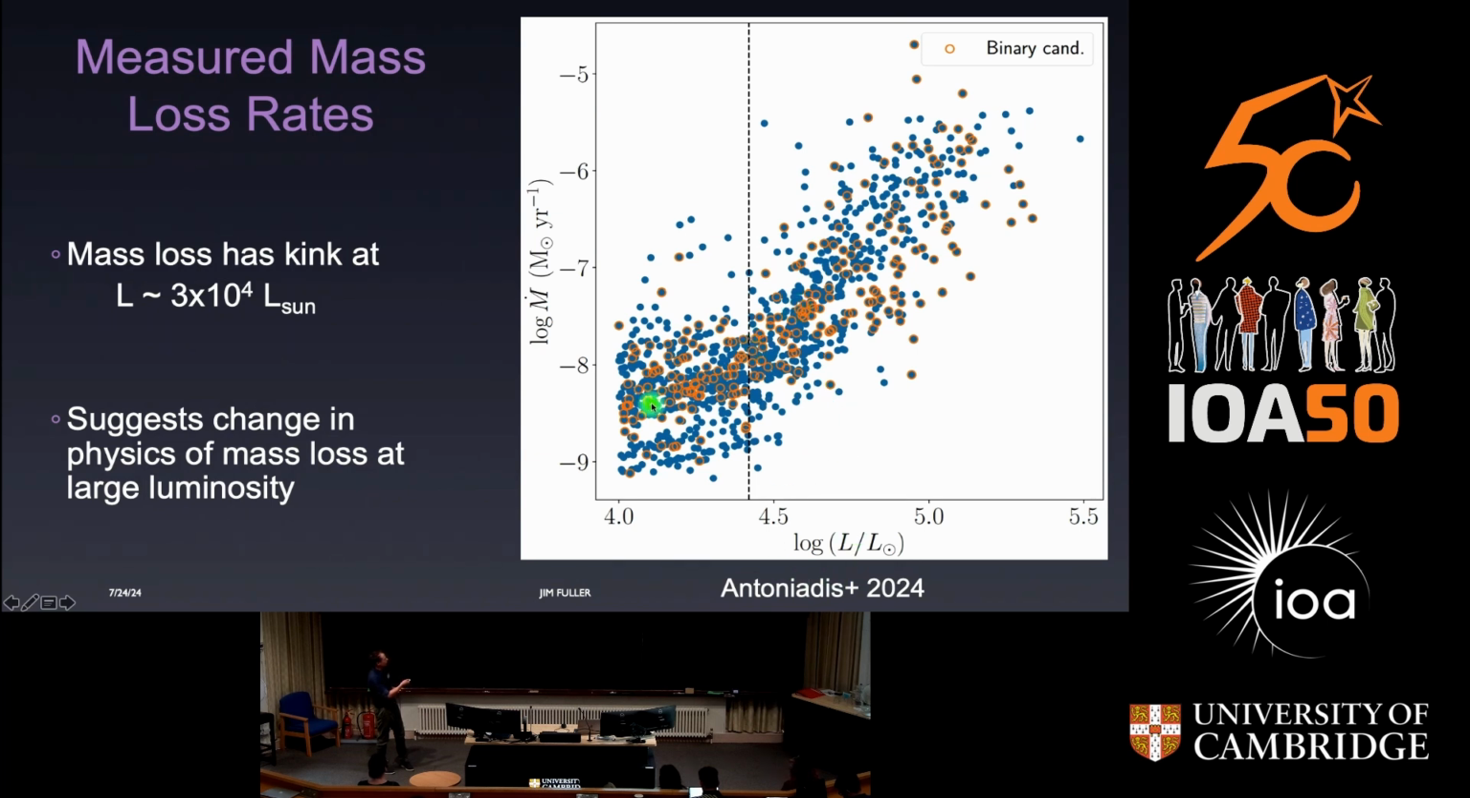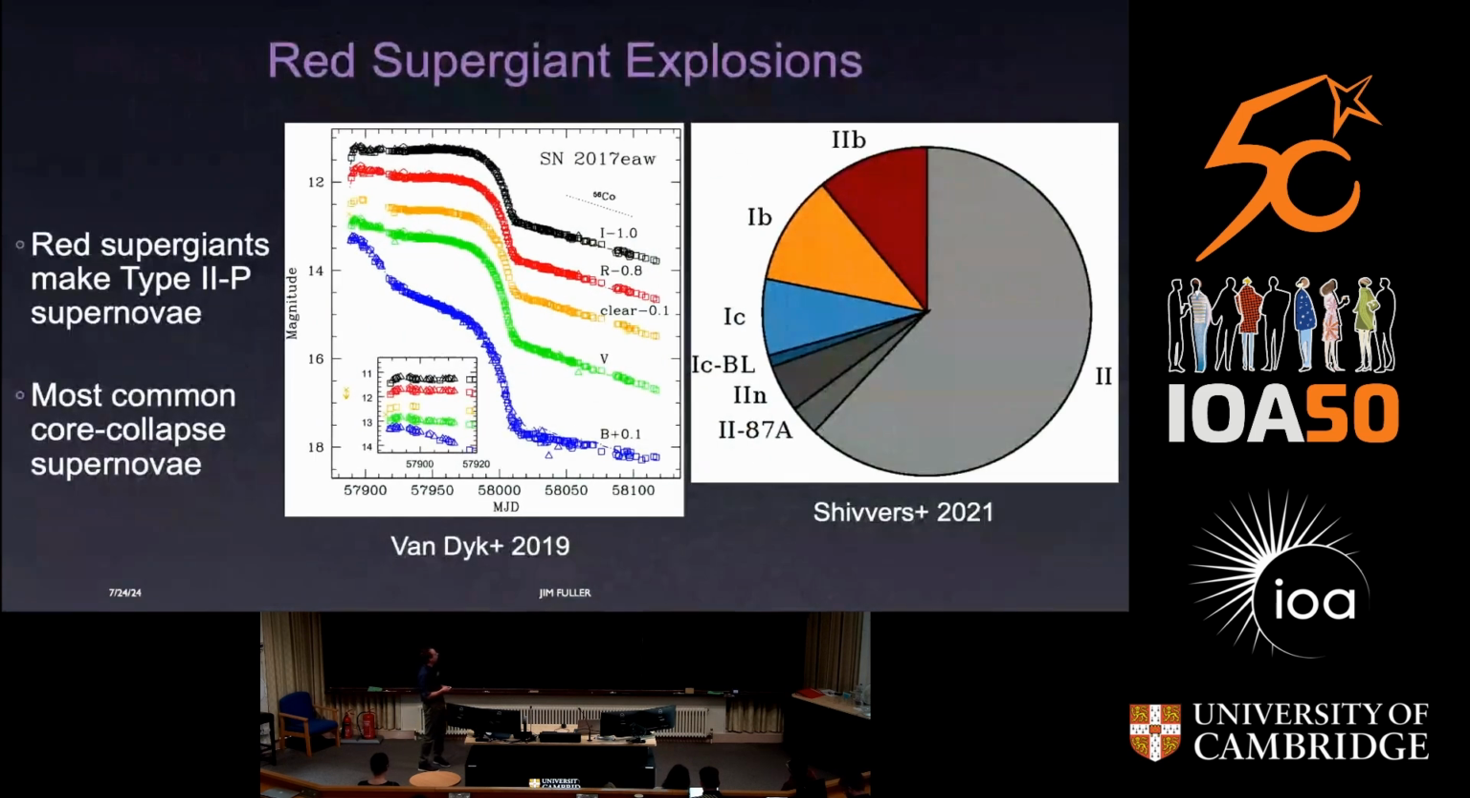What has become clear in a few studies is that it looks like there's a kink in the mass loss rate. There's this kind of shallow increase in mass loss rate up to a luminosity of a few times 10 to the 4 solar luminosities, and then a steeper increase in the mass loss rate. So this is definitely a clue as to the physics of what's launching these winds. And this is super important for understanding the explosions of these stars.